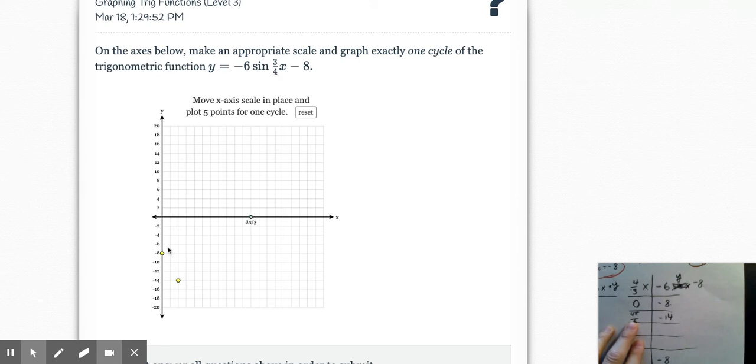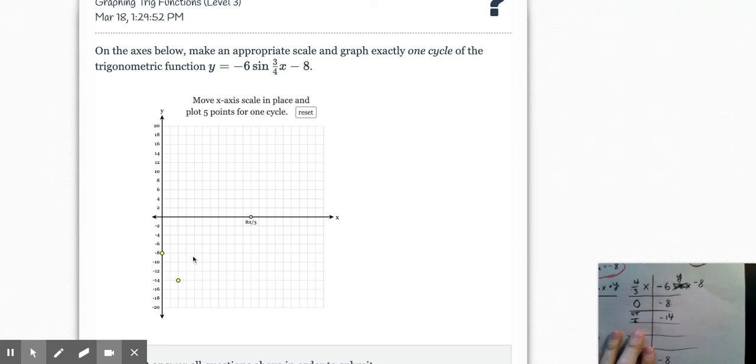Now, notice this table has told me something useful, which is that even though this is a sine function, and normally sine functions start by going up, this starts by going down. And that is the effect of that negative here. So this is a negative sine function. It flips over the midline, which would normally be the x-axis, but it flips over the midline. And so this is our next point.